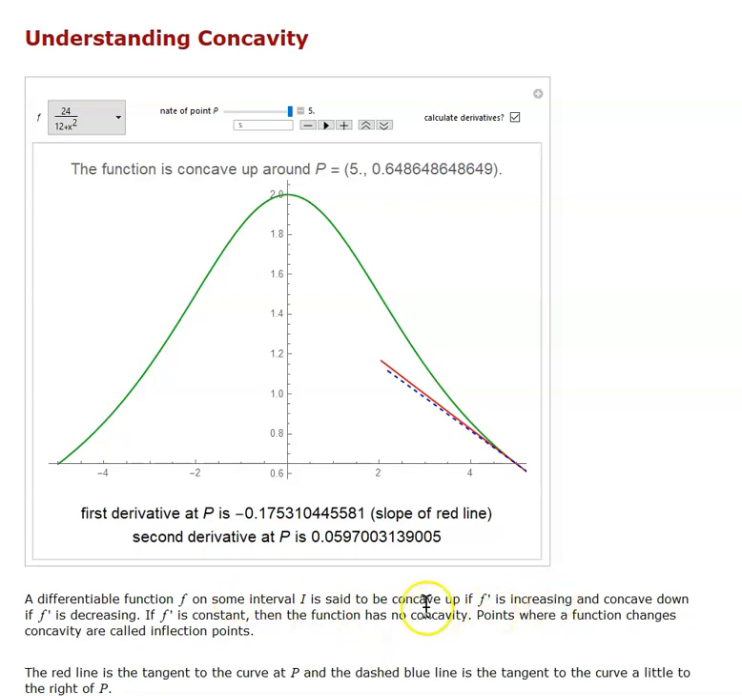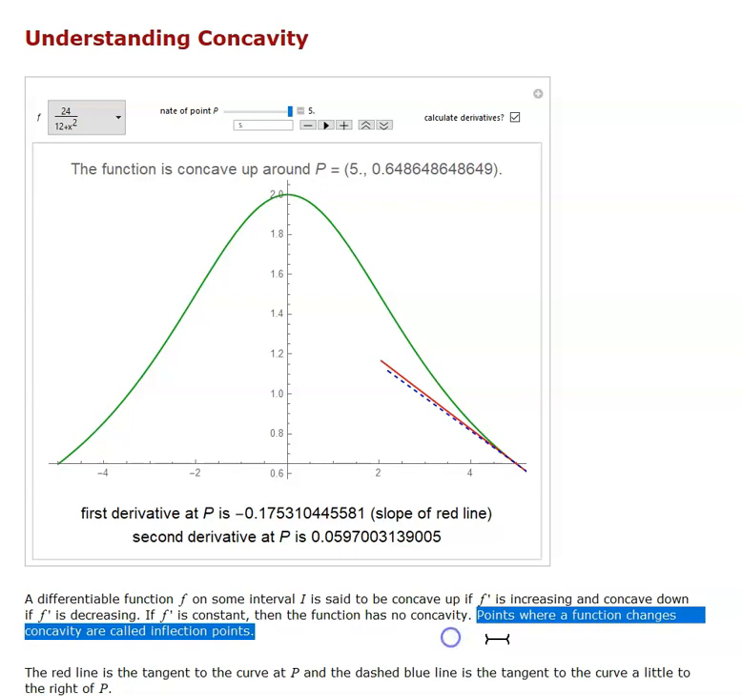So in conclusion, we say that our function is concave up when f prime is increasing. That's equivalent to saying the second derivative is positive. And concave down when f prime is decreasing. That's equivalent to saying that f double prime is negative. Also, points of inflection are locations where the concavity changes. We saw a change here on the left side of our graph, and we saw a change here on the right side of our graph. I hope you find this helpful.